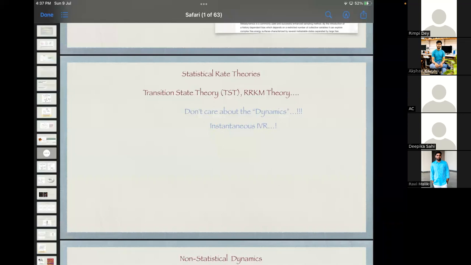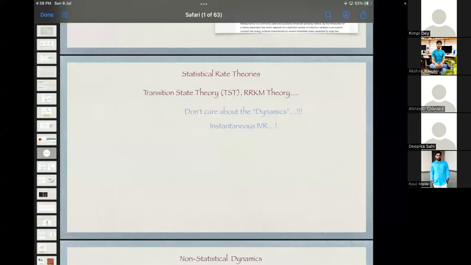Both transition state theory and the RRKM theory are statistical rate theories. So what do we mean by statistical? Statistical means these theories don't care about the dynamics, because to compute the rate constant here, we don't need to know explicitly how the atoms are moving and how the chemical reaction is happening. We just need to know some features of the potential energy surface, like the reactant well, the transition state region, and the product well, etc.